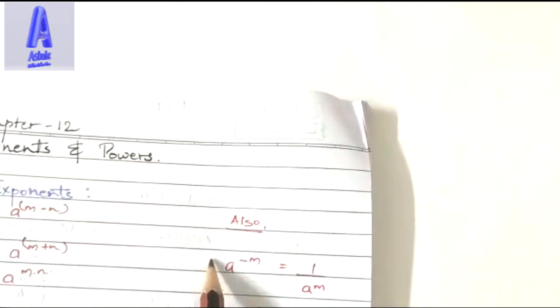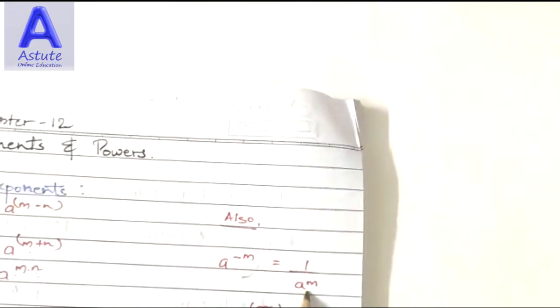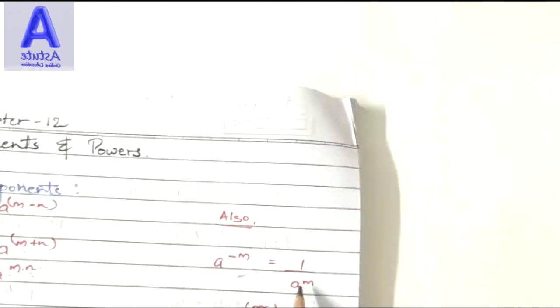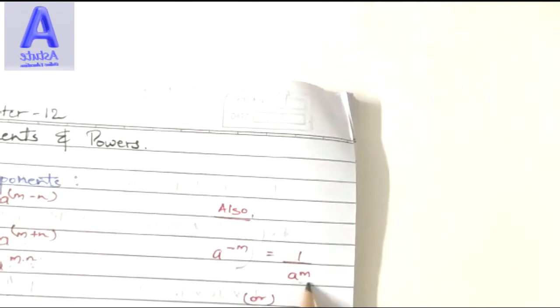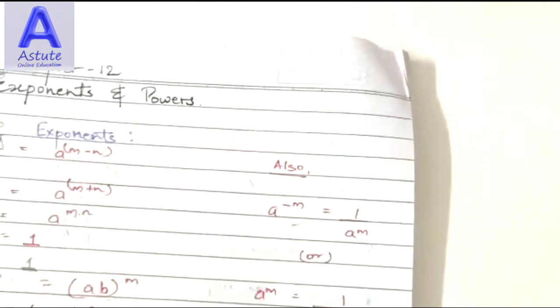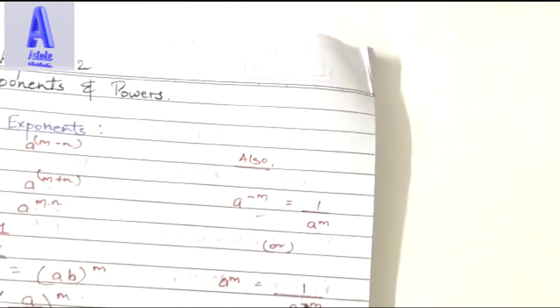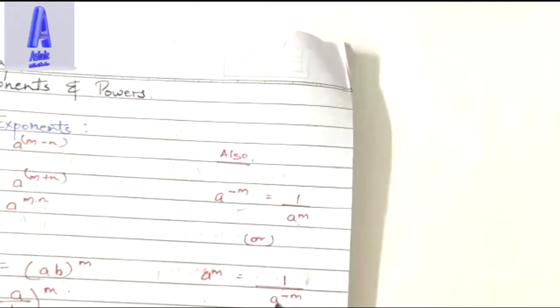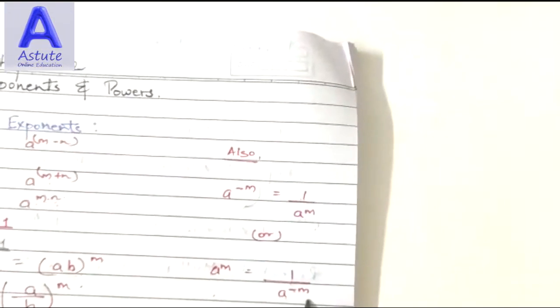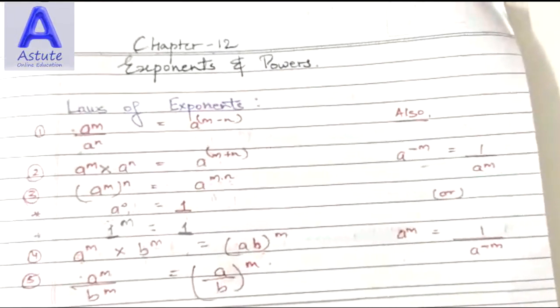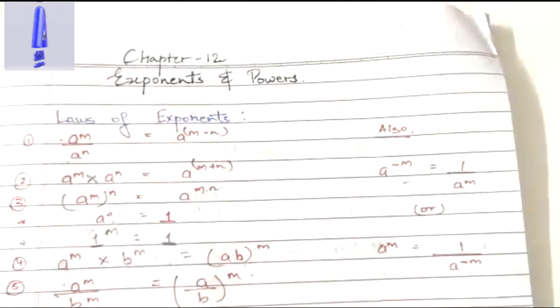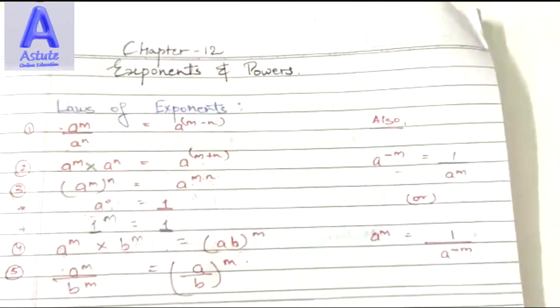Also, there is a special case of negative powers, as you can see here. A raised to the power of minus m can be written as 1 divided by a raised to the power of m. Or conversely, a raised to the power of m can be written as 1 upon a raised to the power of minus m. I hope you are clear till here. These are all the laws or rules which you've already explored in your previous classes. So let's proceed with the exercise.